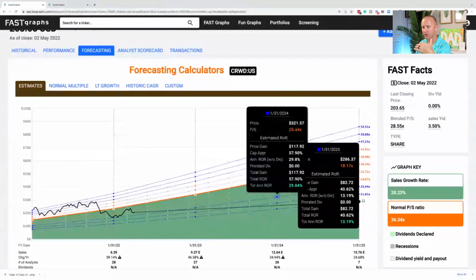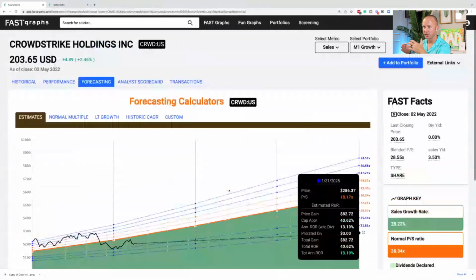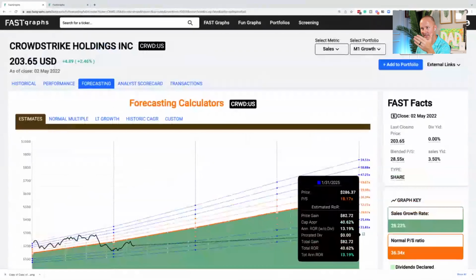My outlook on CrowdStrike is I like the stock. I'm going to continue to hold my position, but it's not one that I have plans to add to over the short term, and we'll see what happens.